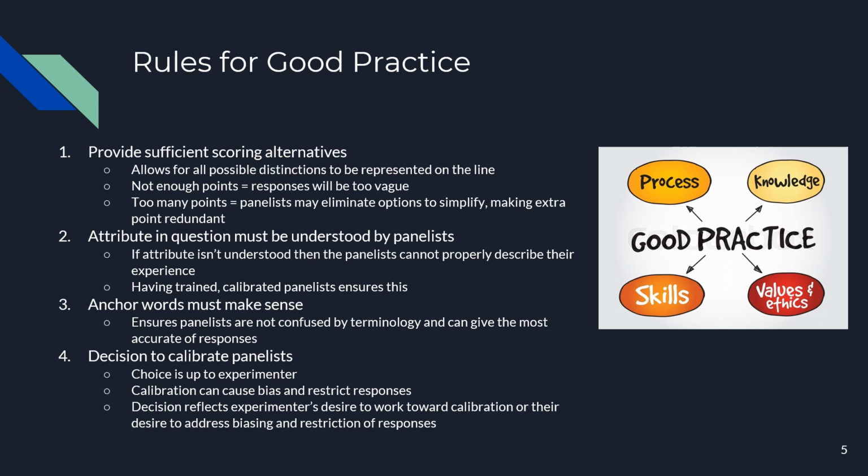Second rule is that the attribute in question must be understood by all the panelists. If a panelist doesn't understand what they are looking for, then they can't properly describe their sensory experience. And having trained, calibrated panelists ensures that this rule is met. Number 3 is that the anchor words must make sense. This ensures that the panelists aren't confused by any terminology and can give their most accurate responses.